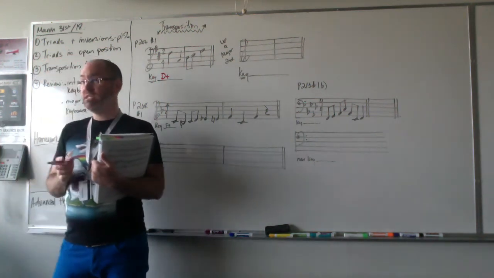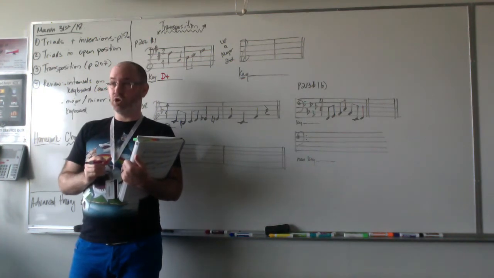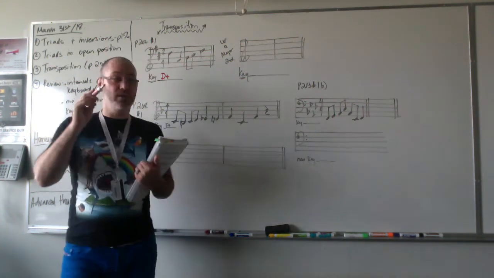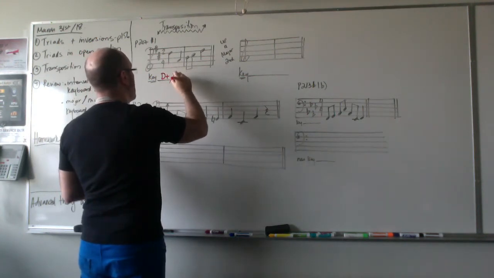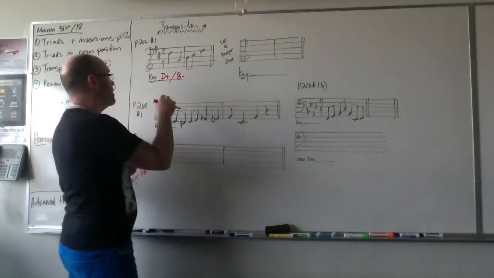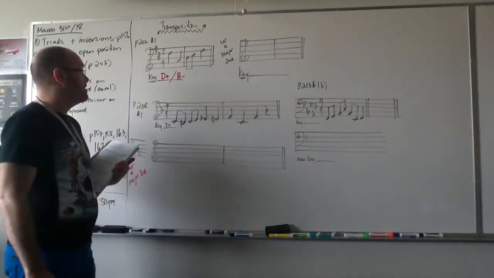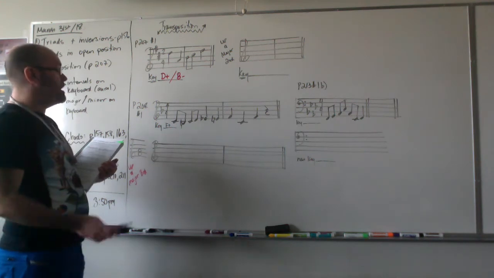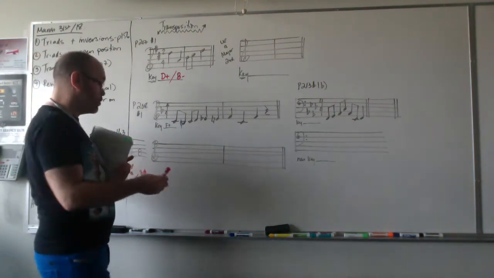Now, if we weren't in D major, what's the relative minor of D major? B minor. It's right there in your circle of fifths. So we're either in D major or we're in B minor. I'm using plus and minus for major and minor. Okay? So we're either in D major or B minor. So let's figure out which one of those we're in.